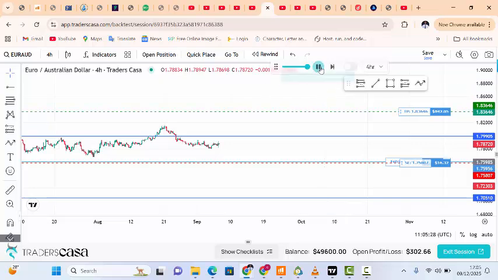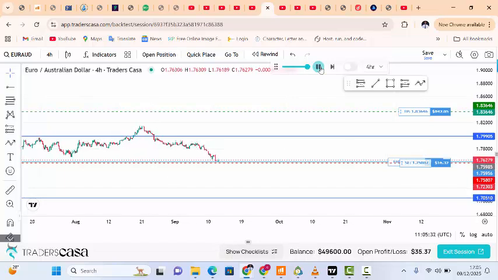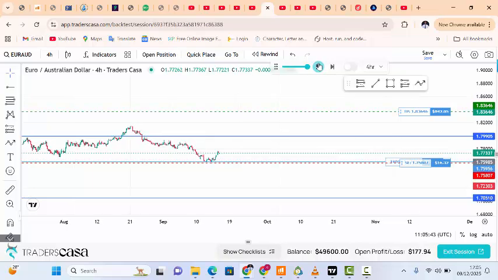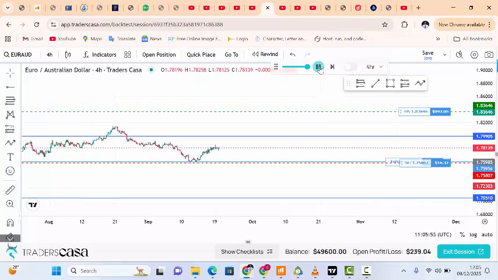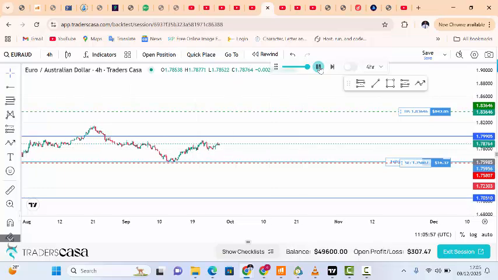Sometimes this thing lags. You have to pause and play. You see, keep on pausing and playing. It will hit break even, just like I thought. See what I'm saying, right? It got close and did not hit it though. Alright, no wahala. So you see this hanging, it keeps on hanging. You have to pause and play. That is why I don't like using Traders Casa. It can be very, very frustrating.